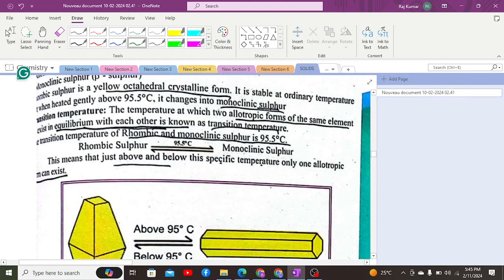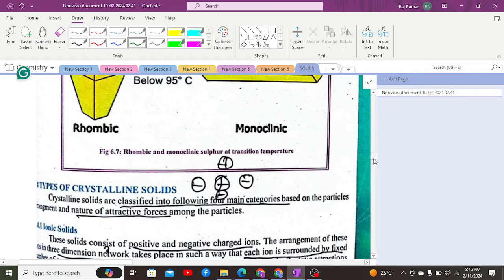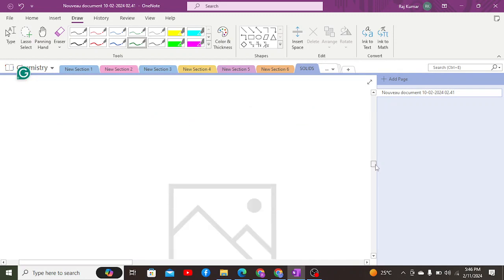Moreover, there is another concept known as transition temperature. The temperature at which two allotropic forms of the same element exist in equilibrium with each other is known as the transition temperature. The transition temperature of rhombic and monoclinic sulfur is 95.5 centigrade. Below this temperature, there is rhombic sulfur; above it, there is monoclinic sulfur. At 95.5 centigrade, an equilibrium is formed between the rhombic sulfur and monoclinic sulfur states, so this temperature at which both states exist in equilibrium is known as the transition temperature.